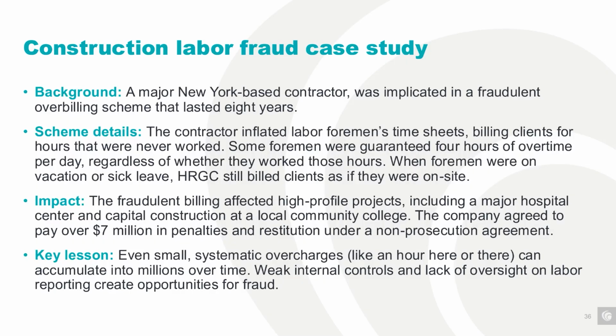And then when the foremen were on vacation or sick leave, the contractor still billed the clients as if they were on site. So this fraudulent billing affected several high-profile projects, including a hospital, as well as capital construction at a community college. And the company themselves agreed to pay over $7 million in penalties and restitution under a non-prosecution agreement. And so even small systematic overcharges like these can accumulate into millions of dollars over time, and weak internal controls and lack of oversight creates these opportunities for fraud.